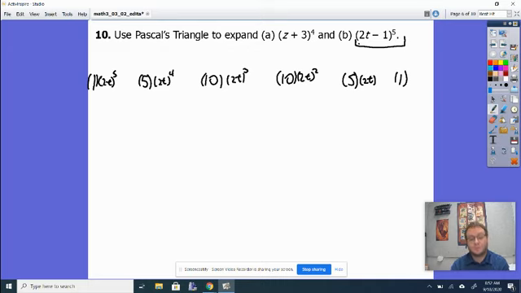So for b, we're going to count up. So it would be minus 1 to the 0. Again, doesn't really do anything. So minus 1 to the 1, minus 1 to the 2, minus 1 to the 3, minus 1 to the 4, and minus 1 to the 5. Okay, and these are all plus between for right now.